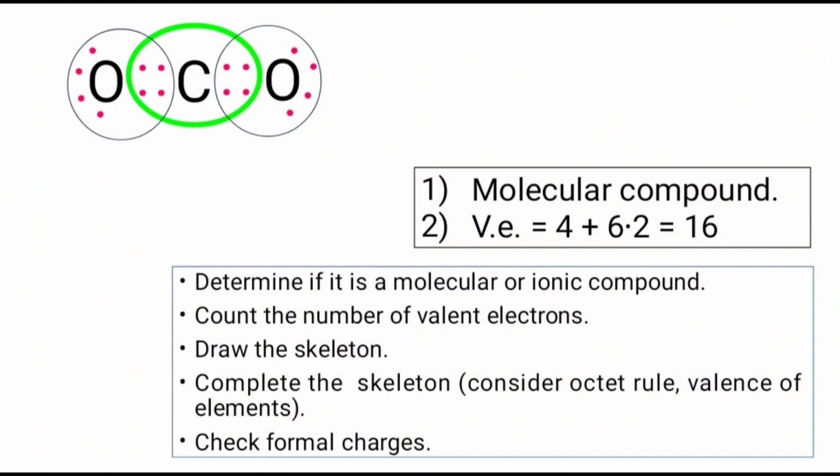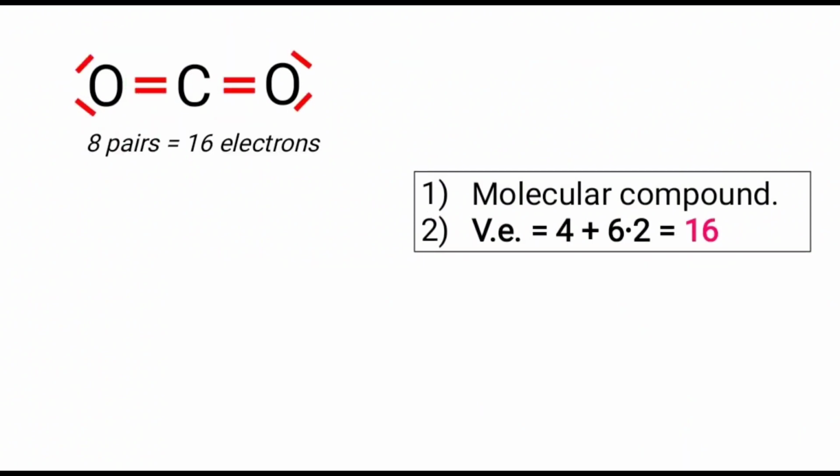So now everything is correct. And as I said, instead of this dot structure, we can draw the pair structure. We can draw lines instead of electrons. 2 electrons correspond to 1 line. We can draw it in this way, and we can count now these red lines.